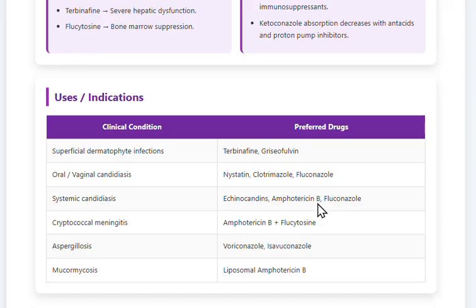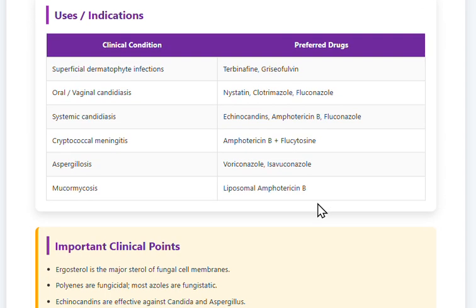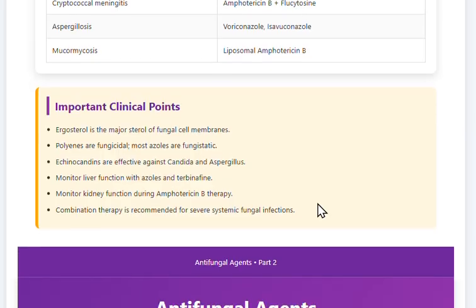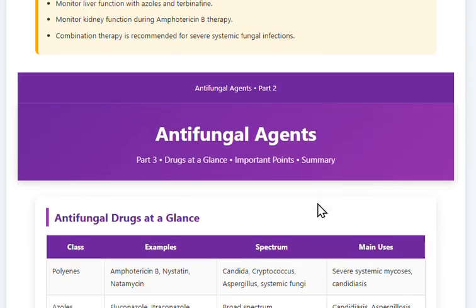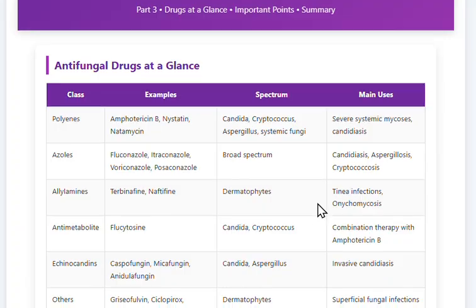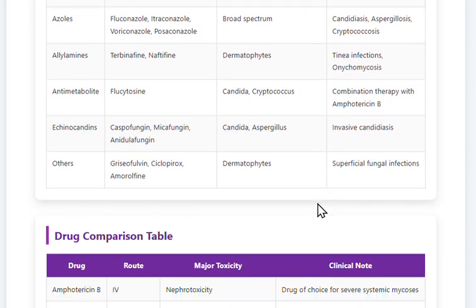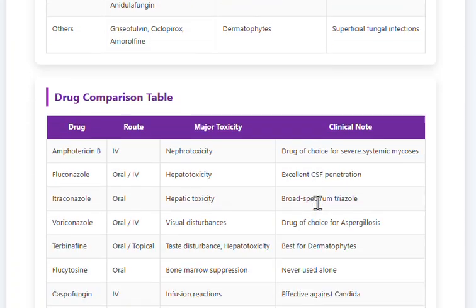Before we conclude, let's revise a few important examination points. Remember these key facts. Amphotericin B is not absorbed orally and is highly nephrotoxic. Nystatin is not systemically absorbed and is used mainly for local fungal infections. Fluconazole has excellent cerebrospinal fluid penetration. Terbinafine accumulates in skin, hair, and nails.